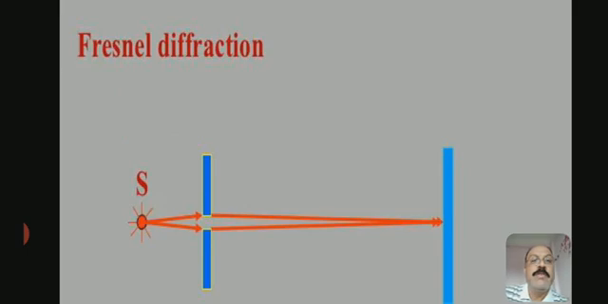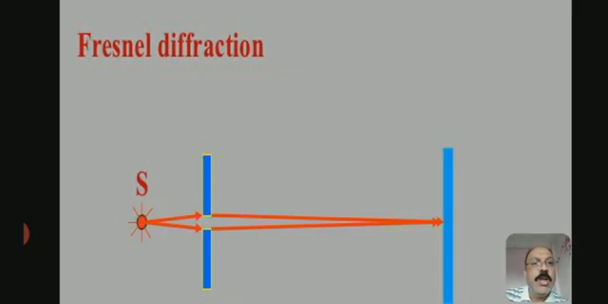First, observe the figure for Fresnel diffraction. In this, there is a source S, a slit which is the obstacle, and a screen. Light coming from the source passes through the slit and meets at a point on the screen. There the diffraction pattern is obtained. This type of diffraction is called Fresnel diffraction. What is the difference from Fraunhofer? Here the light coming from the source has circular wavefronts.